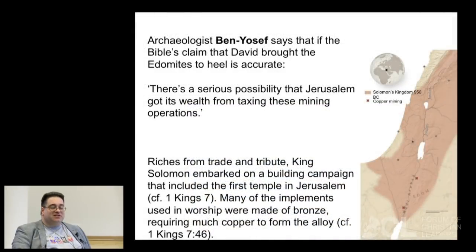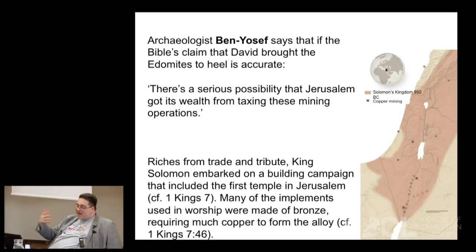So archaeologist Ben Yosef says that the Bible's claim that David brought the Edomites to heel is accurate. There's a serious possibility that Jerusalem did get its wealth from taxing these mining operations. And then, of course, King Solomon embarks on a building campaign using those riches. Many of the implements used in worship were made of bronze, requiring much copper to form that alloy, as mentioned in 1 Kings. So this is the source of those materials and that wealth for the Solomonic kingdom.